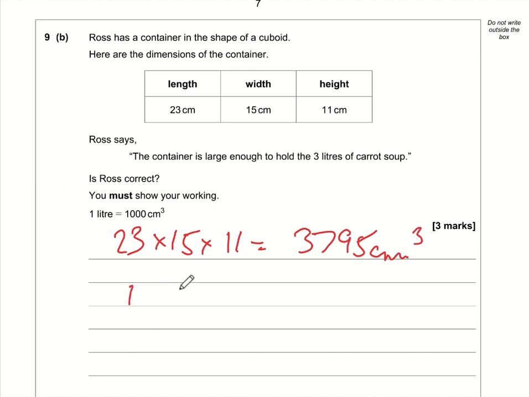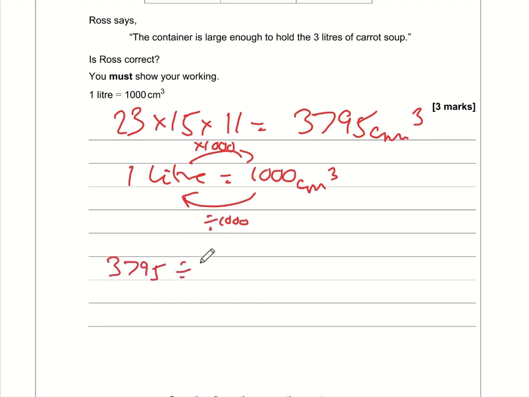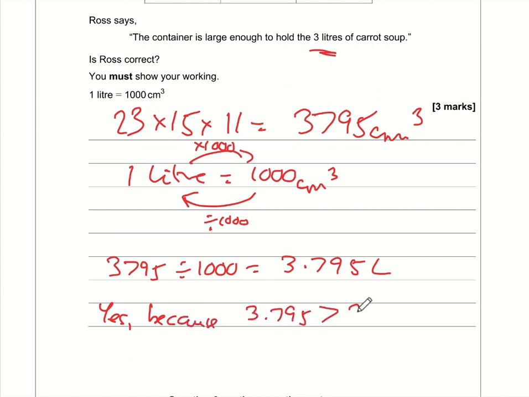Now we've been told that 1 litre is 1,000 cubic centimetres, so if we're converting litres to cubic centimetres, we're multiplying by 1,000. So if we're going in the other direction, we're dividing by 1,000. So we need to divide 3,795 by 1,000, and that is 3.795 litres. The container is large enough to hold the 3 litres of soup. Is Ross correct? Yes, because 3.795 is greater than 3.